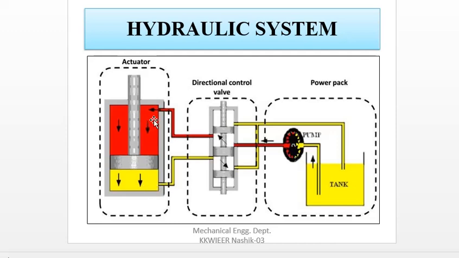Due to this piston and cylinder arrangement, from one side it allows the fluid inside the cylinder, and at the other side the fluid goes out from the actuator. So the actuator acts as a transmission device. These are the three main elements, based on the definition of this hydraulic system.